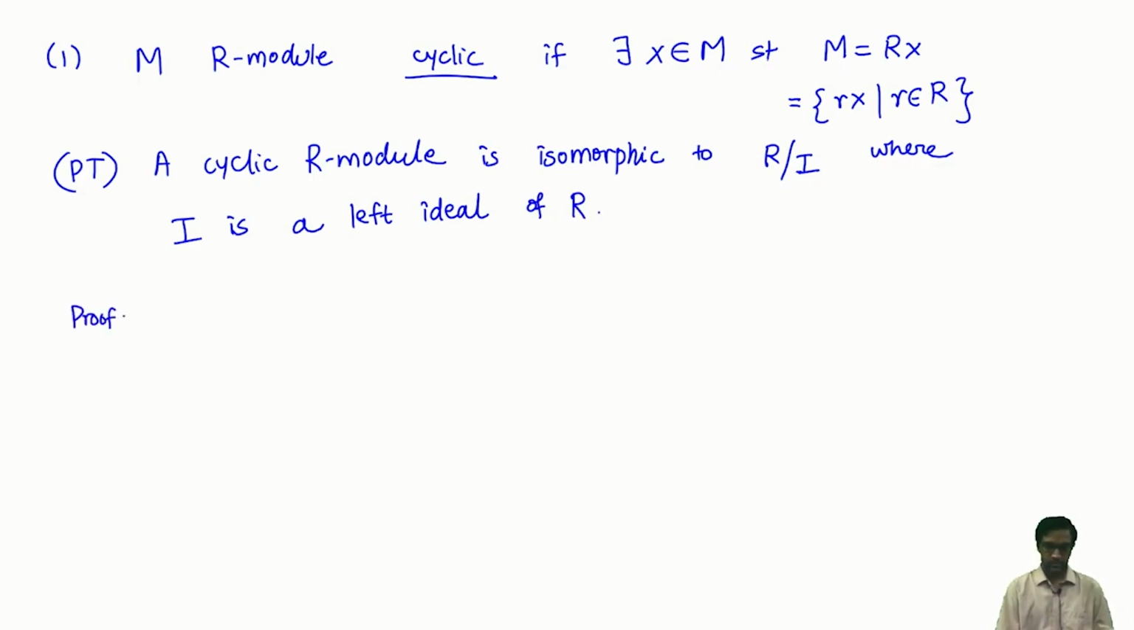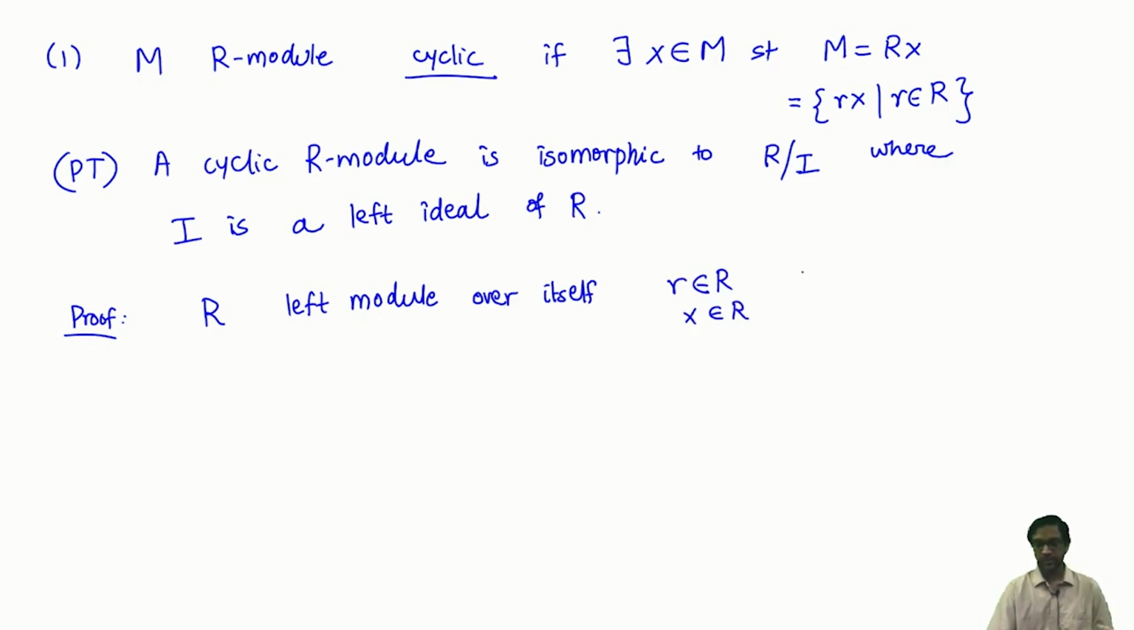Let's prove this. Firstly, let's ensure we understand the definitions here. Recall that R can be thought of as a left module over itself, by left multiplication. I take a scalar r in R, and I think of the module also as being R itself. So suppose I have x in R. Then how does r act on x? The scalar multiplication is just the usual multiplication in the ring R.